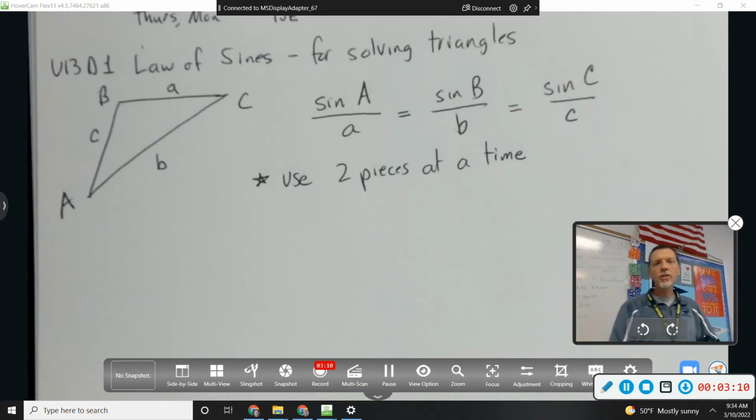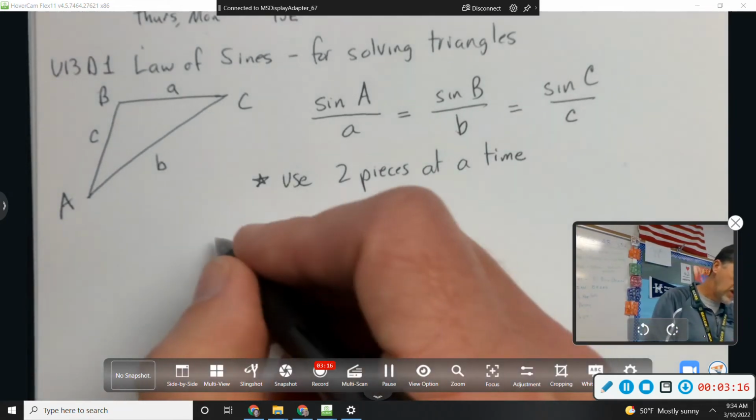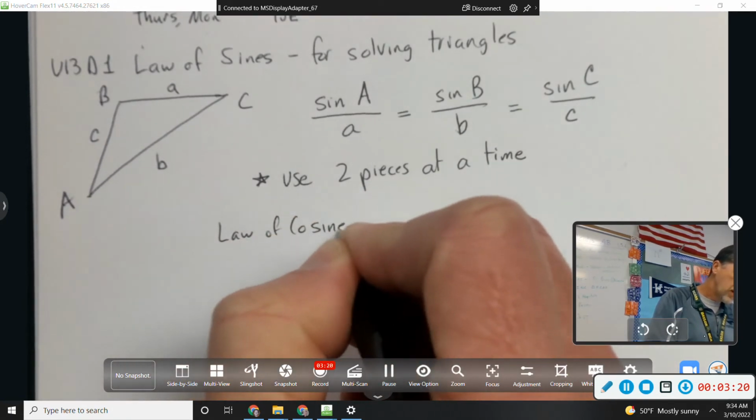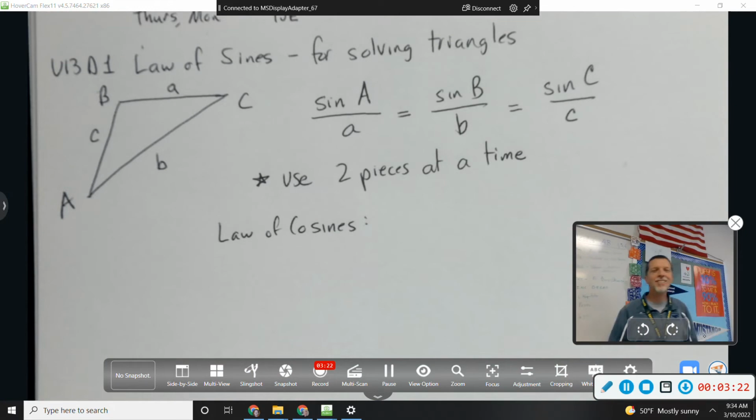Now, we also have to know when to use law of sines versus when to use law of cosines. And there's a couple ways to think of it. Well, when the question asks. But the trouble is the question isn't going to say use law of sines to solve the triangle. The question is going to say solve the triangle, and you're going to have to know which one to use.